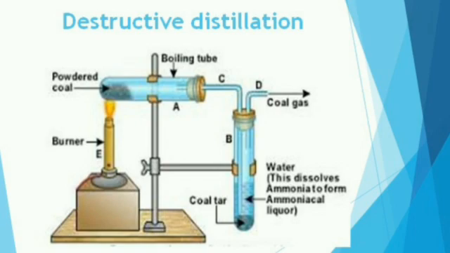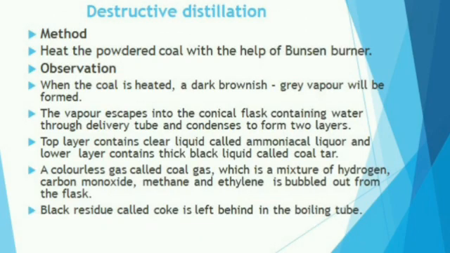Instead of a conical flask, you can also use a boiling tube containing water. The vapor passes through the delivery tube and condenses to form two distinct layers. The top layer contains a clear liquid called ammoniacal liquor and the lower layer contains a thick black liquid called coal tar. A colorless gas called coal gas, which is a mixture of hydrogen, carbon monoxide, methane and ethylene, is bubbled out from the flask. A black residue called coke is left behind in the boiling tube.